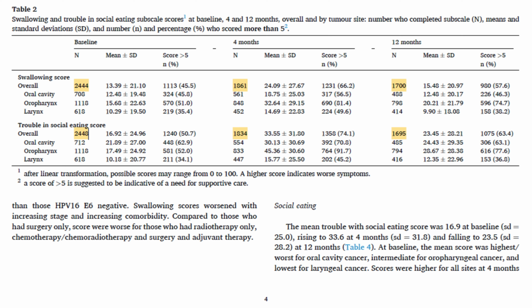At baseline, 2,444 participants completed the swallowing subscale, and this dropped to 1,861 at 4 months and 1,700 at 12 months. For the social eating subscale, 2,448 participants completed this at baseline, 1,834 at 4 months and 1,695 at 12 months. The loss of participants at 12 months on both subscales was therefore well above the 5% rate considered insignificant. No reasons were given in the study for the loss of participants over time. So for question 9 on the checklist, I would say no. Reasons for loss to follow-up were not described or explored.